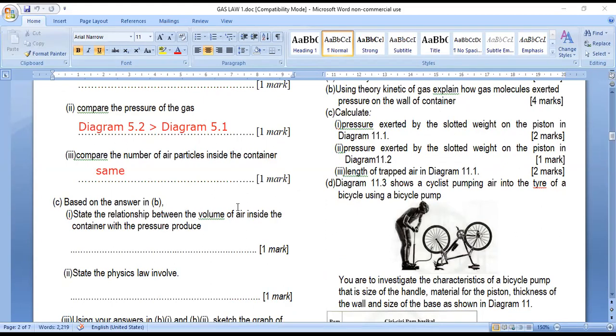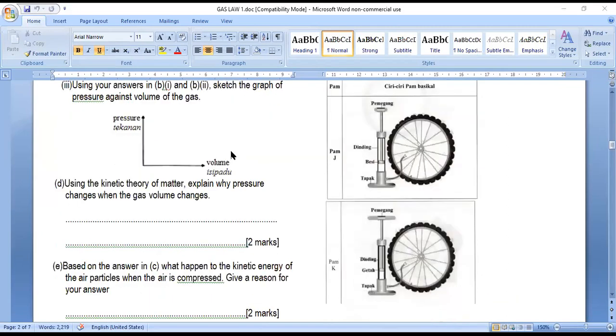Based on the relationship between the volume of air inside the container and the pressure, the bigger the volume, the lesser the pressure. Name the physics law involved: Boyle's law. Now using your answers, sketch the graph of pressure against volume. Your graph will be inversely proportional.